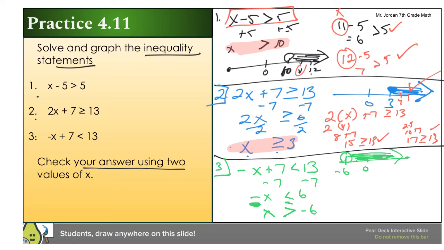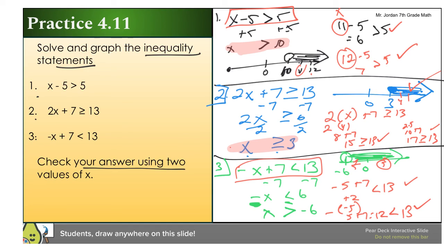So I take any numbers, so like a minus 5, and I don't know, let's say plus 5. So I would have minus 5 where the x is, plus 7 would be plus 2, and that is less than 13. So that would be correct. That would actually be if I used plus 5. Now, if I used minus 5, it's minus x. So minus 5 would be plus 5 plus 7 is equal to 12, and that is still less than 13, and so I got my answer correct.